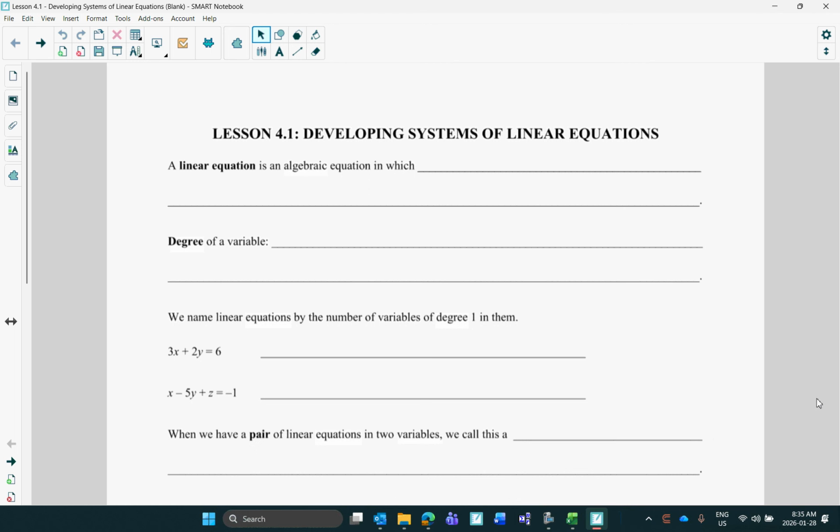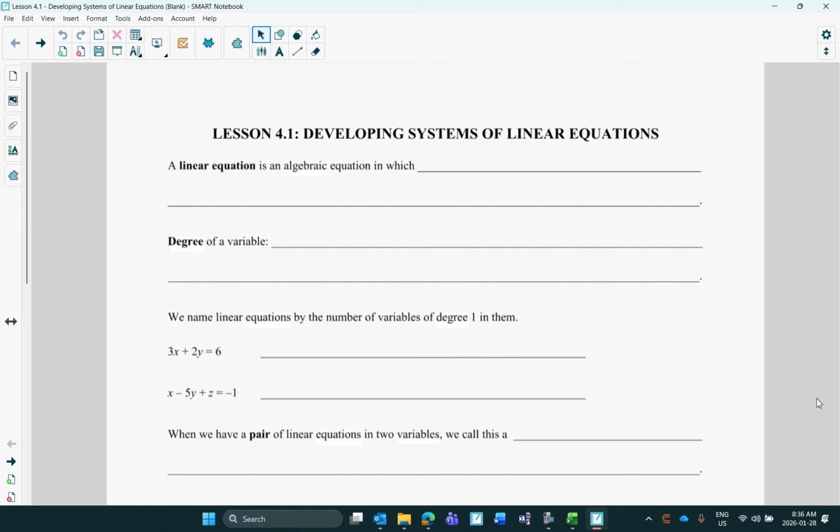Okay, so we're going to start a new unit today. It involves some graphing and quite a bit of algebra, solving equations. Like last year, you guys solved equations and then we did some problem solving where you set up an equation and you solve to find the solution.